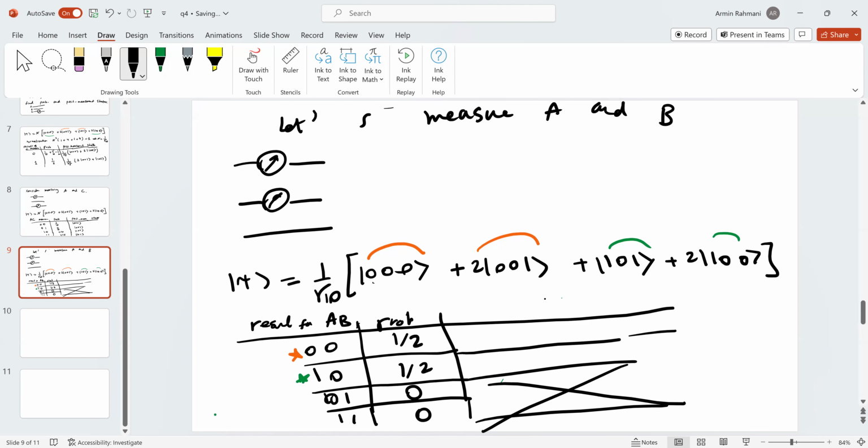Here, what am I getting for 0, 0? Well, I have to pick these two. So |000> plus 2|001>. The whole thing must be divided by square root 5, right? 1 squared plus 2 squared is 5. And for 1, 0, I have these two. So I have |101> plus |100>. Oops, plus 2|100>. The whole thing gets divided by square root 5.